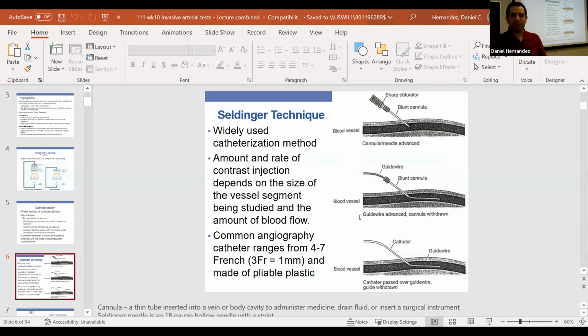With this catheterization, they're going to introduce a cannula with the needle that gets advanced into the patient. Then they can insert and slide the catheter through that guide, and the catheter and the guide wire remain in the patient while the procedures are being performed.